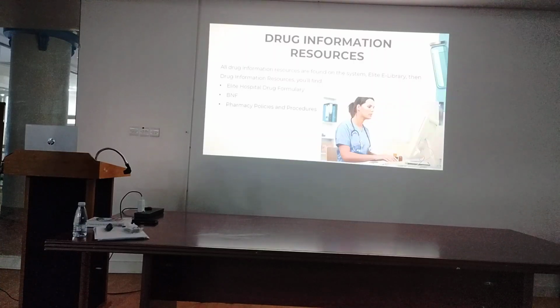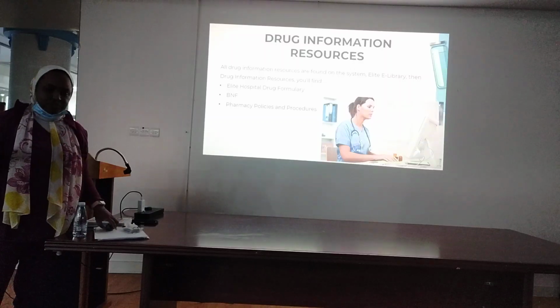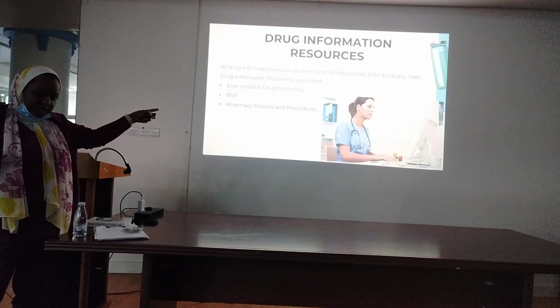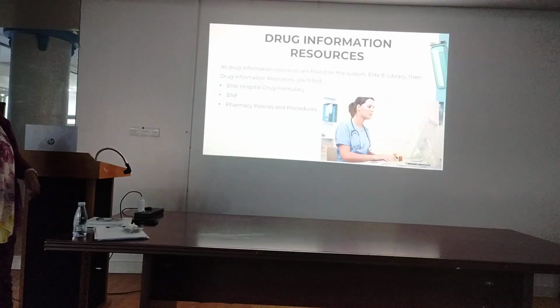Again, for ease of access, if you go to the online version, for both the formulary and the BNF, all you have to do is open the page, type up there in the search bar the medication name, enter, and you will be addressed to the page where the information is found. Okay? So the drug information resources are found in the Elite Hospital Library or the formulary. Okay?